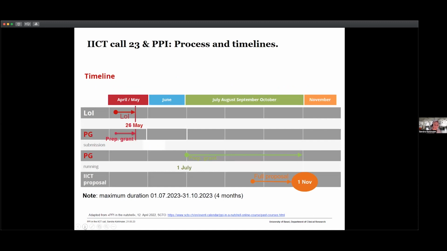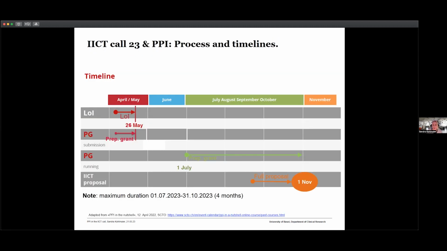And here you can see the timeline. So as I said, here is the submission deadline for the letter of intent and preparatory grant. Last year, at least, every research group who submitted their interest for the preparatory grant also got the preparatory grant, and it is for the time from 1st of July until 1st of November. So for 4 months, this is the maximum duration where you can use this preparatory grant.